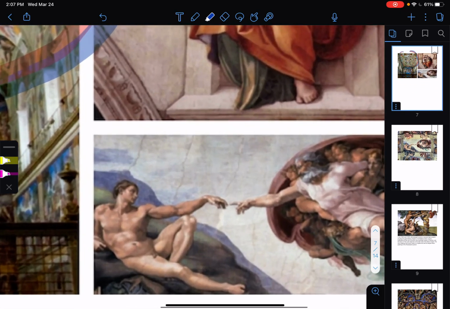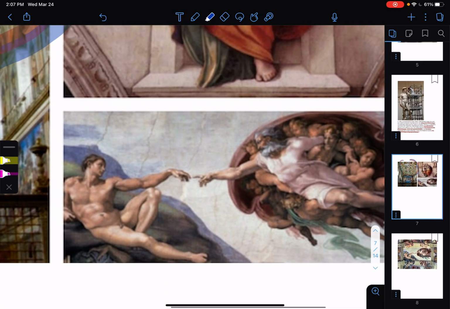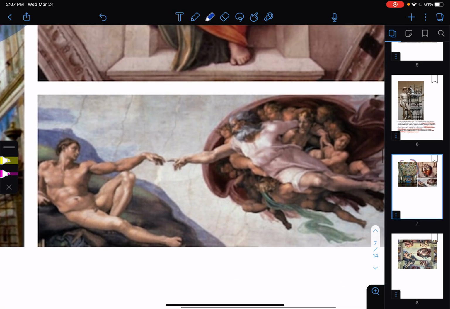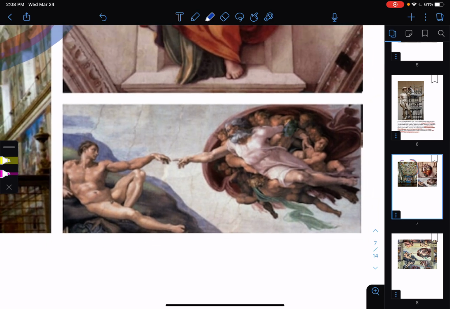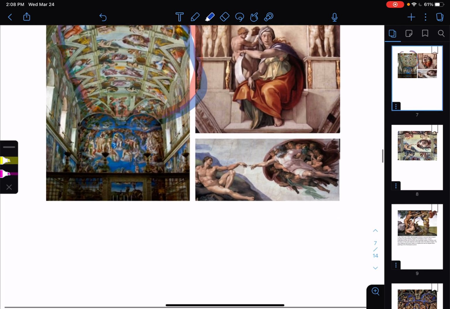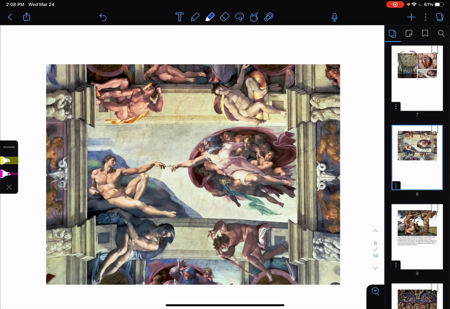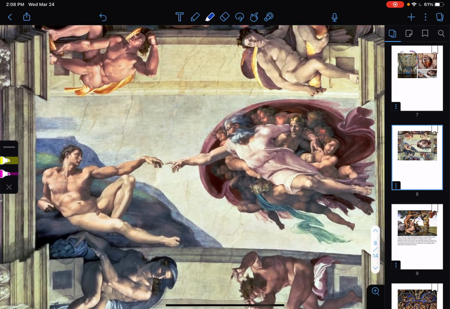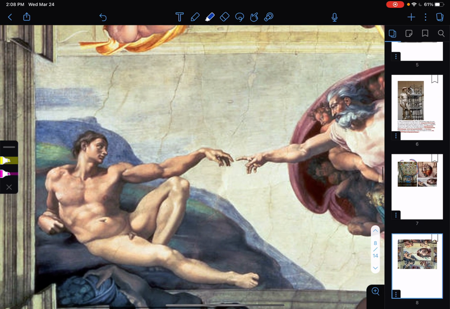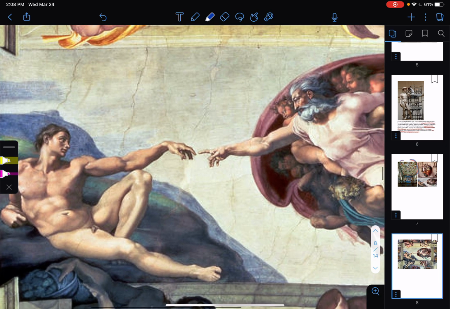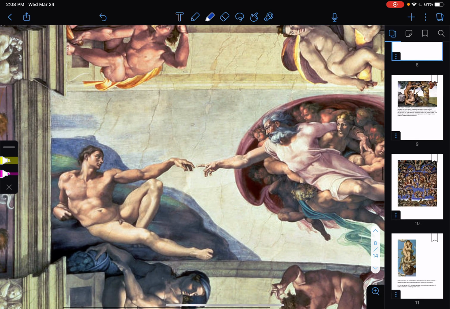Here is probably the most famous one. This is the creation of Adam. On the left you have God, and on the right you have Jesus, and then here you have Eve. So this is the creation of Adam. Here's another one. This is a little better. So the creation of Adam. Again, going back to understanding that this is a human being, and this is what people look like.